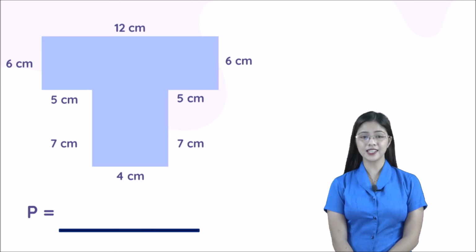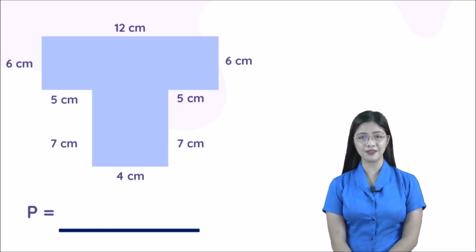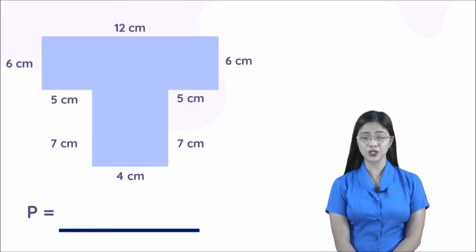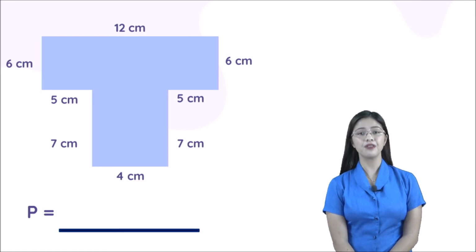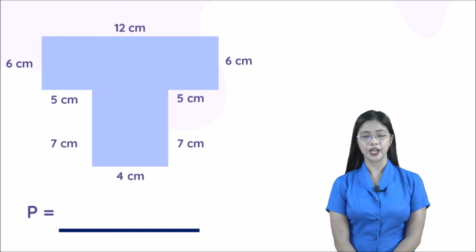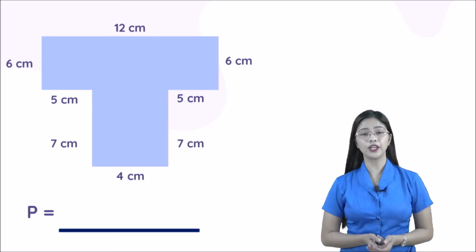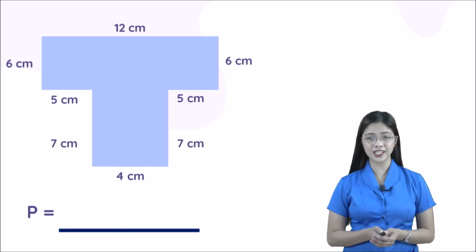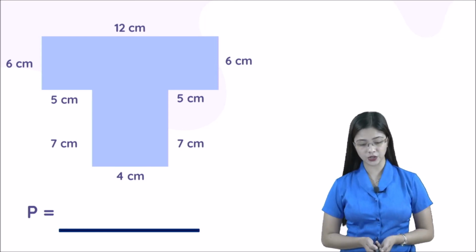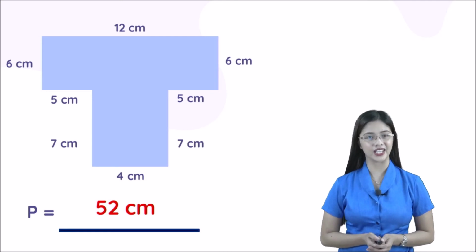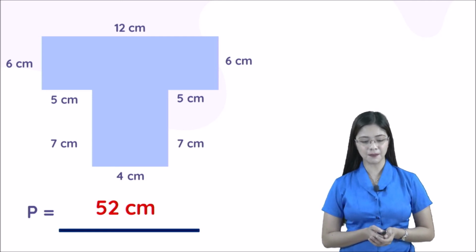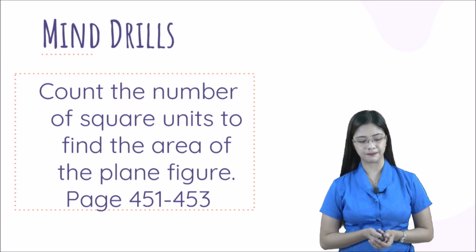Next one, 7 centimeter plus 7 centimeter equals 14 centimeter, right? So we have 48 centimeter. And for the last one, which is 4 centimeter, 48 centimeter plus 4 centimeter is equal to 52 centimeter. Very good. So now let's proceed to the mind drills letter B.